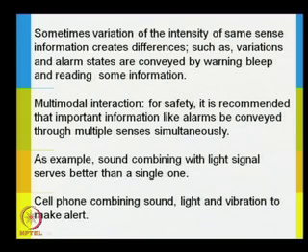Multimodal interaction for safety. It is recommended that important information like alarms be conveyed through multiple senses simultaneously. For example, sound combined with a light signal serves better than a single one. Like a cell phone combining sound, light and vibration to make a person alert about incoming information.